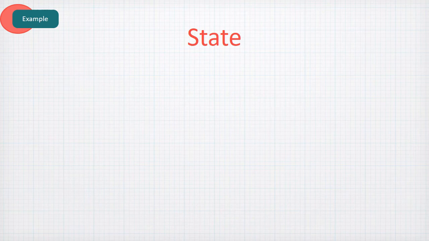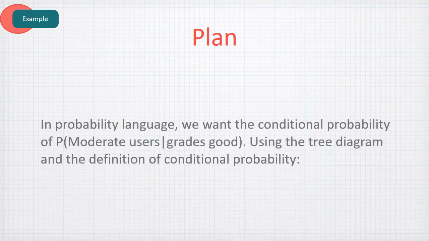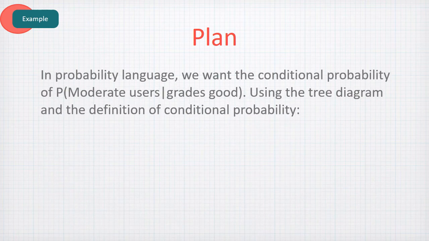So state: what percentage of students who reported good grades were moderate users? Okay, simple as that. Let's move on to our plan. For our plan, we want to turn this into something that makes sense probability-wise, so we've got to put it into probability language. In probability language, we want the conditional probability of moderate media users, given that their grades are good. And we're going to be using the tree diagram and the definition of conditional probability.